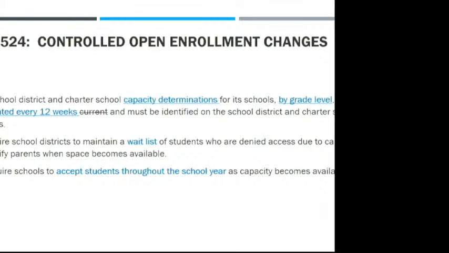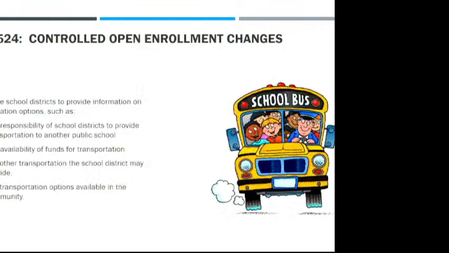Now we must keep that going, and we must do it by grade level, and it must be updated every 12 weeks. We must also maintain a wait list and call people when that wait list opens up, and accept students throughout the school year. We must publish our responsibilities related to transportation to another public school, the availability of funds for transportation, and any other transportation we may provide. And we also need to publish community transit or any other type of transportation that's available to students.